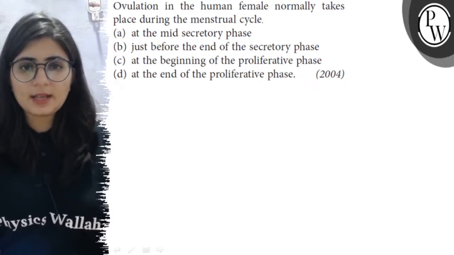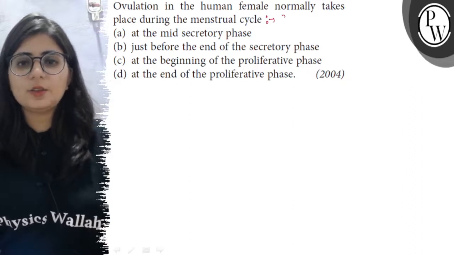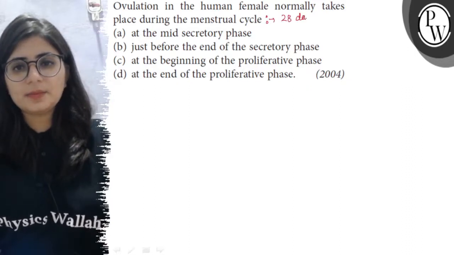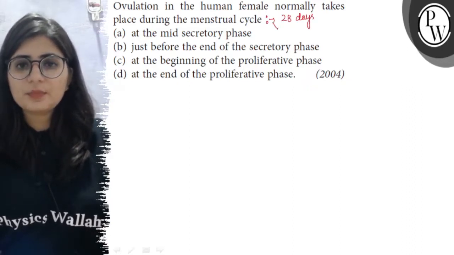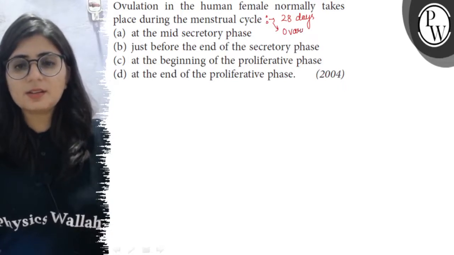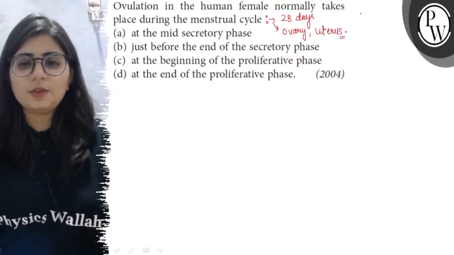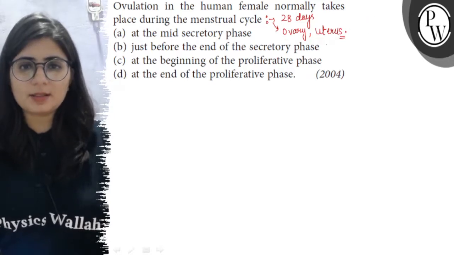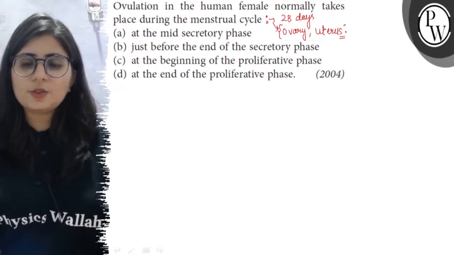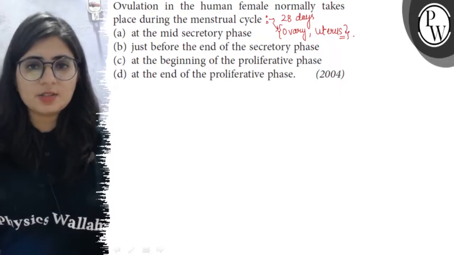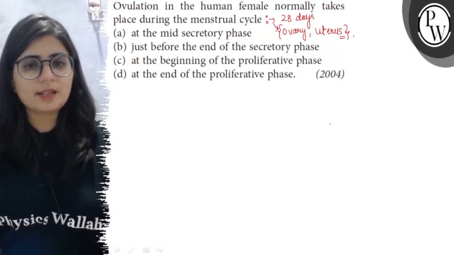So, the menstrual cycle is a 28-day cycle. During this, there are cyclic changes which occur in the ovary and the uterus of female primates. It means the females of human beings, apes and monkeys. So in the ovary and uterus, there will be cyclic changes, which will repeat in the next month.